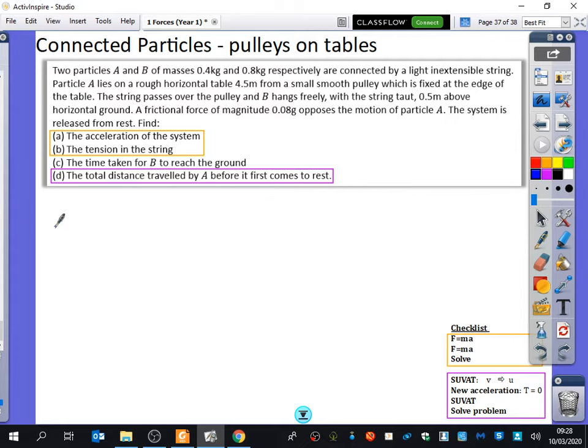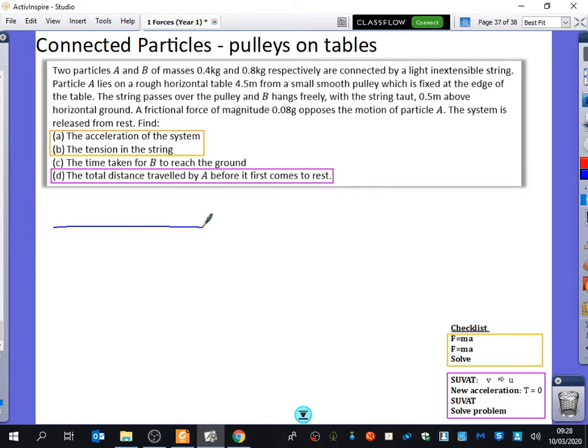So I'm actually going to start off by drawing this table for a second. Here is my rough horizontal table, and it says that particle A lies on the table. It's 4.5 meters away from a small smooth pulley which is fixed at the edge of the table. So here's the pulley at the edge of the table like this. And it says that the string passes over the pulley and B hangs freely with the string taut, meaning the string is tight, 0.5 meters above horizontal ground.